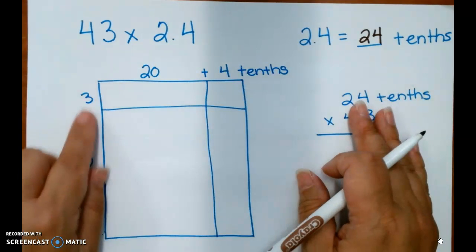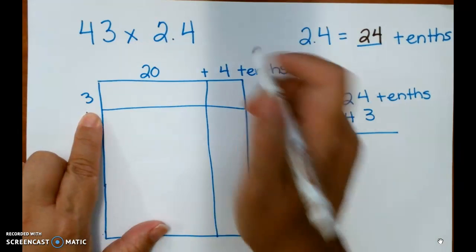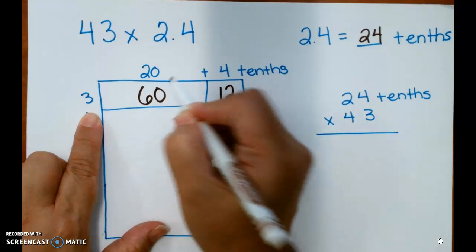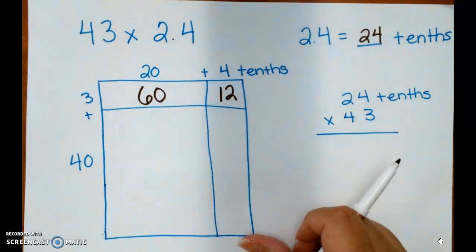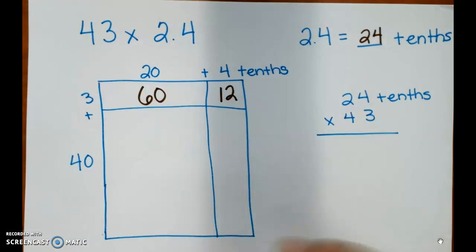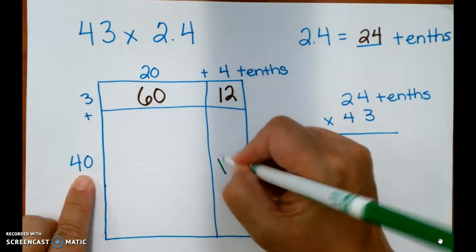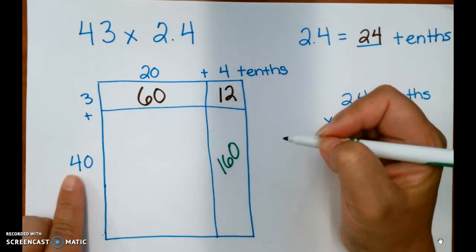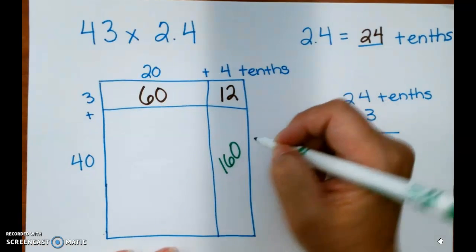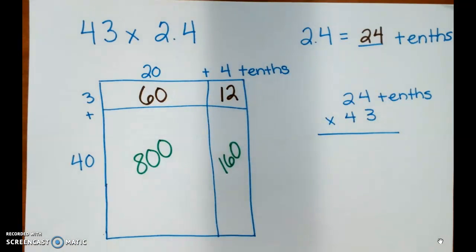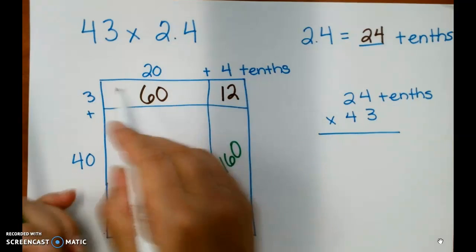So now I'm going to come over here and multiply by 3. 3 times 4 is 12, and 3 times 20 is 60. Now, I'm also going to multiply by my 40, and you know how Miss Walker loves to color code things. So 40 times 4 is 160, and 40 times 20 is 800. Now, I can add up my partial products going across.